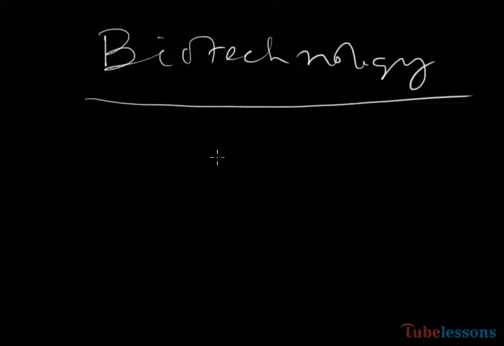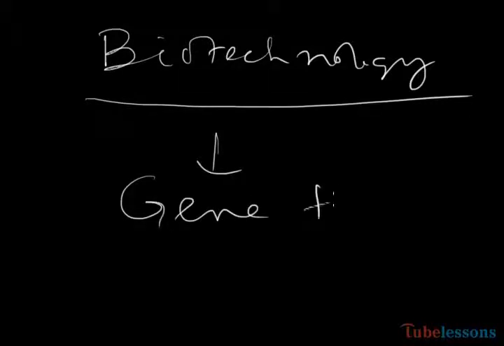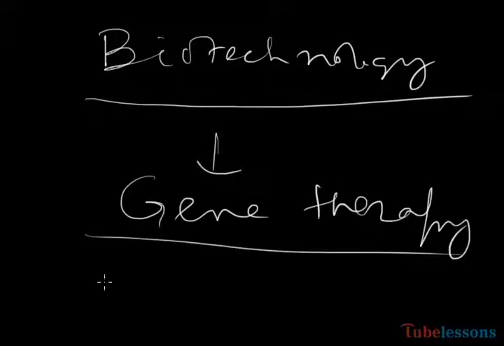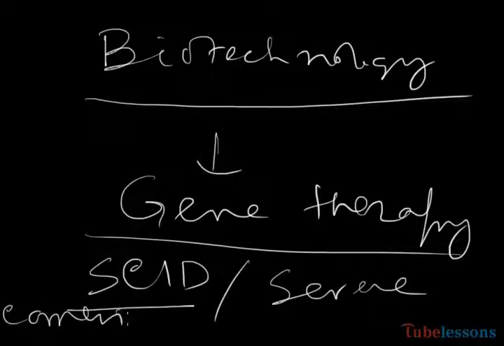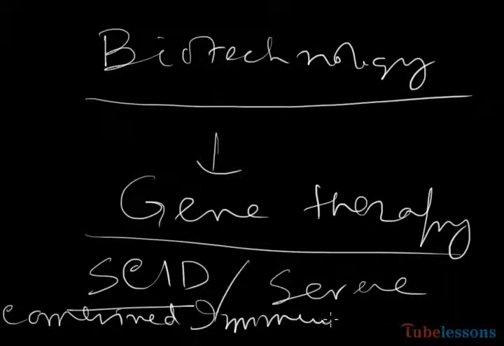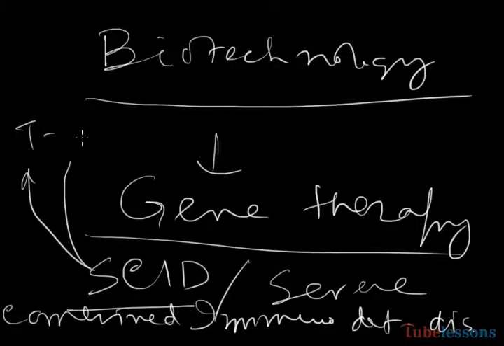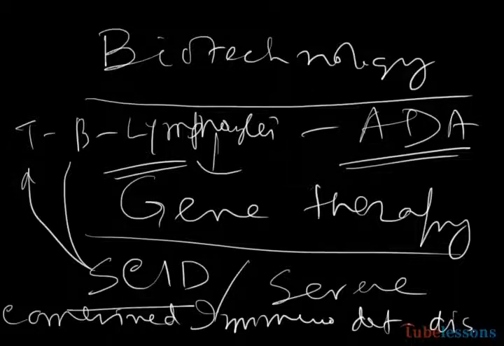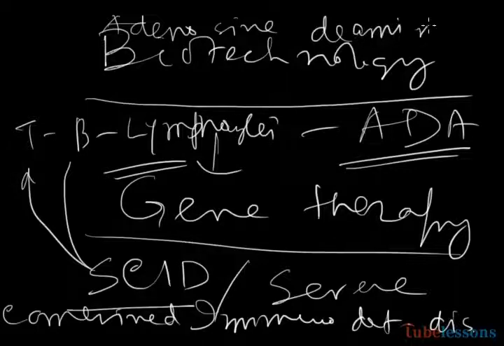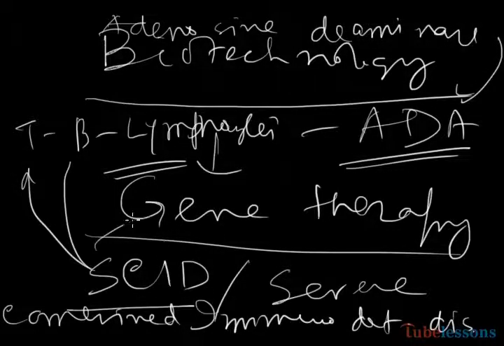One of the concepts is gene therapy, which is supported for patients suffering from SCID, which means severe combined immunodeficiency disease, which includes a defect both in T as well as B lymphocytes. So naturally, these patients are suffering from ADA deficiencies. What is the full form of ADA? It is adenosine deaminase. The shortage of this enzyme is responsible for the making of SCID.